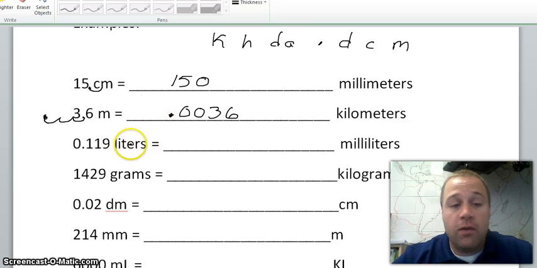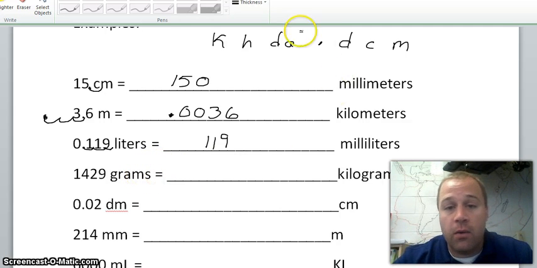For the next one, we're going from liters to milliliters. Again, liters is a base unit. There's no prefix on it, so we're going to start at the dot. And to get to milliliters, we go 1, 2, 3 places to the right. So we take our decimal point and we go 1, 2, 3 places to the right. We get 119.